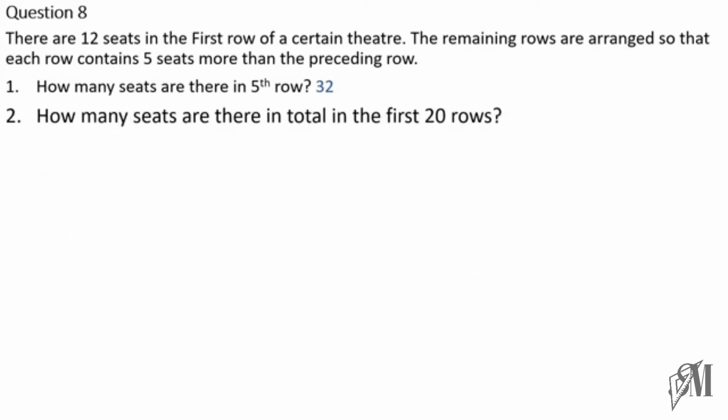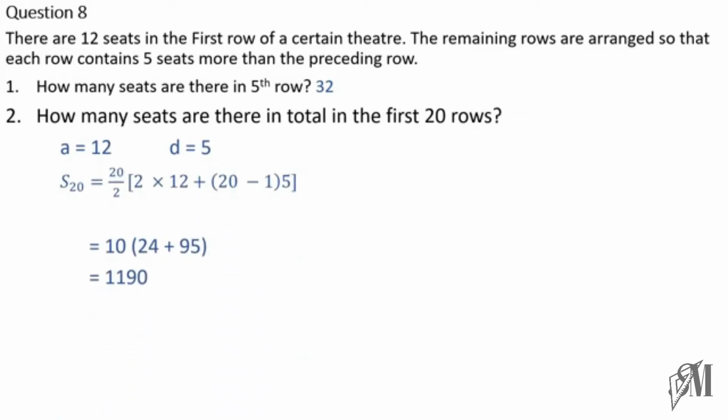The next part of the question asks how many seats there are in total in the first 20 rows. So here we have to find out Sn, the sum of the first 20 terms. When you substitute the values, you get 1190.